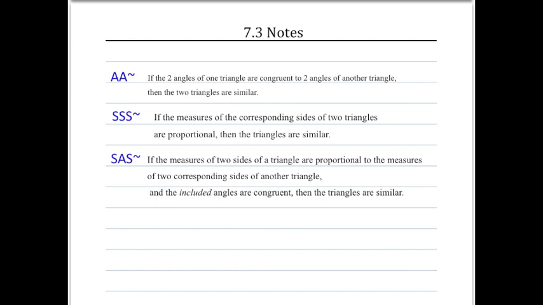The last similarity theorem we have to deal with is SAS similarity. And that states if two of the sides are proportional to two corresponding sides, and the included angles are congruent, then the triangles are similar. Let's investigate that with a sample.